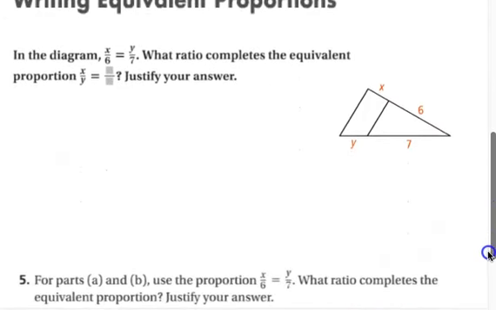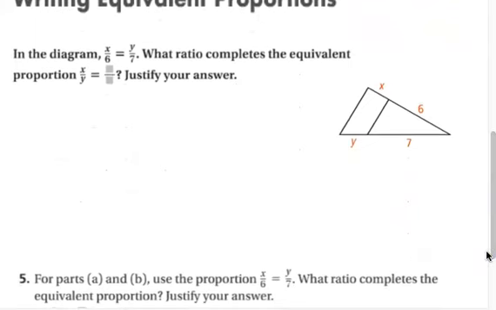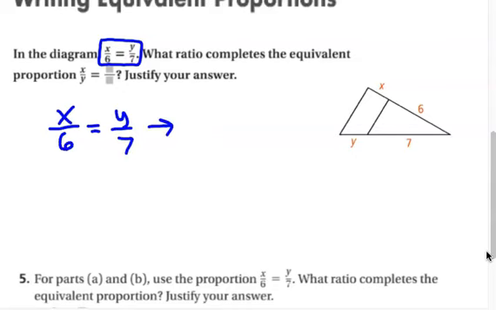So it says in the diagram, x over 6 equals y over 7. We don't even really need the picture for this, but that would be a true proportion in this situation. So this is the one that we have started with. Okay, what ratio completes the equivalent proportion? They're going from x over 6 equals y over 7, and they're turning it into x over y. They gave us that part right here.